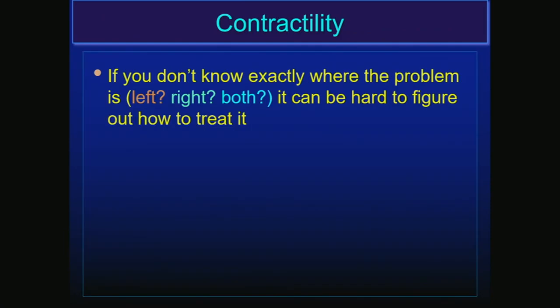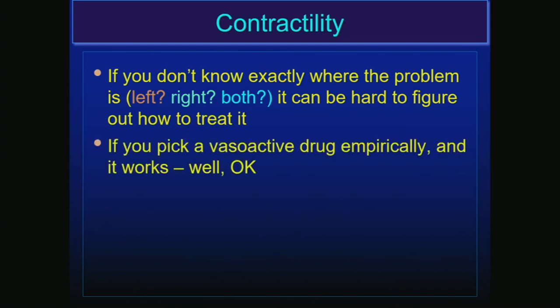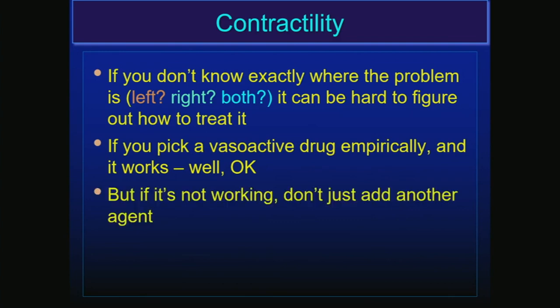How about contractility? Well, we talked about right-sided, left-sided things. So if you don't know exactly where the problem in contractility is, whether it's on the left side, the right side, or both, it can be a little difficult to figure out what to do. So if you pick a vasoactive drug off the shelf and it works, well, okay. Well, Dr. Hollenberg, I picked drug A at dose B, and I did it, and next thing you know, the urine output doubled and the blood pressure doubled, et cetera, et cetera. However, if it's not working, you ought to think about whether you have a sense of what you should be doing.